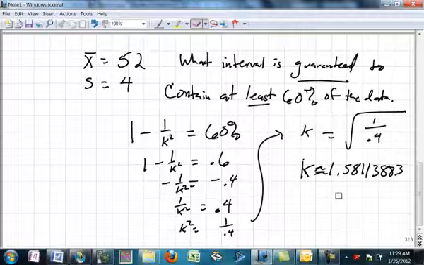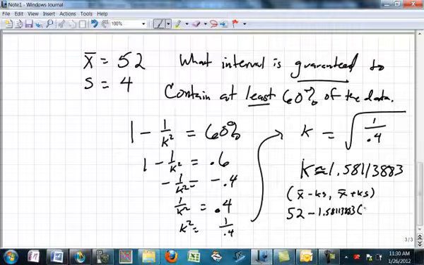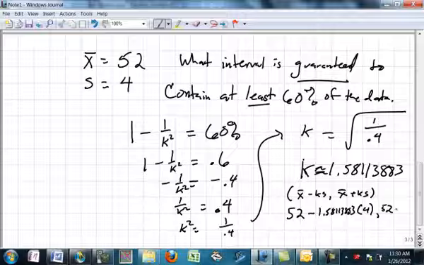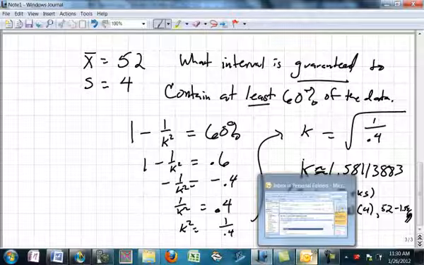Now, so what interval is it? So this interval then, remember, needs to be from x bar minus ks to x bar plus ks. Well, x bar is 52, and then we go minus this k, 1.581138883, times the standard deviation of 4, and then the same up to 52 plus the 1.58, etc., times 4. Okay, I ran out of room there. Let's go ahead and work this on the calculator.